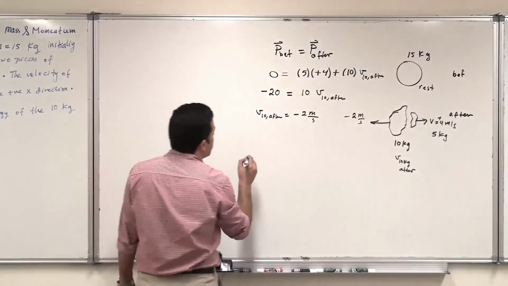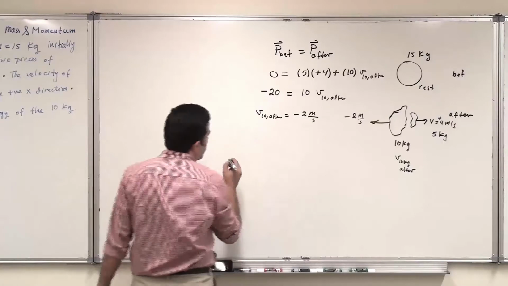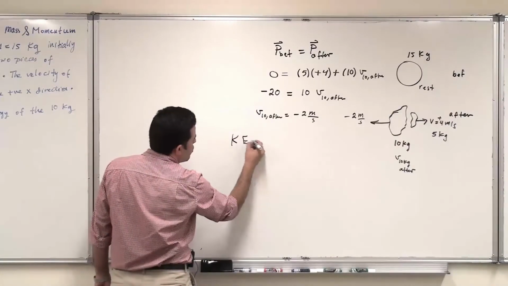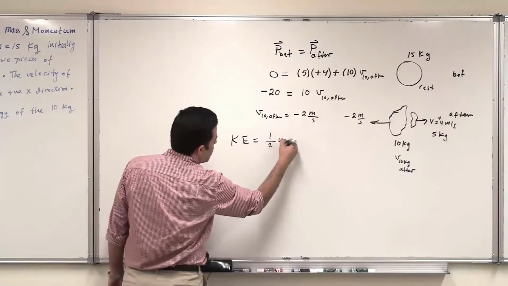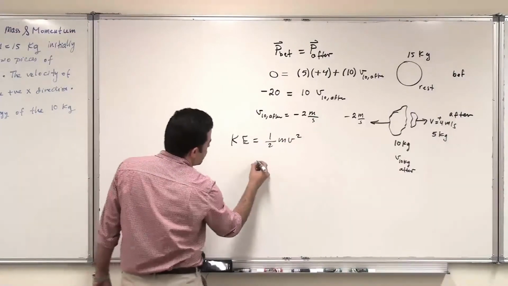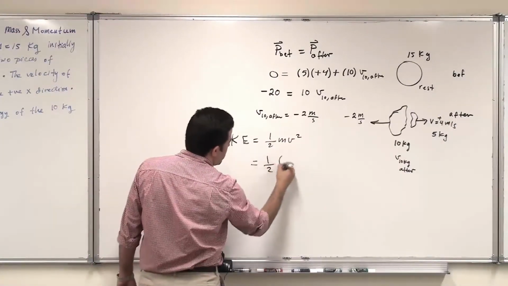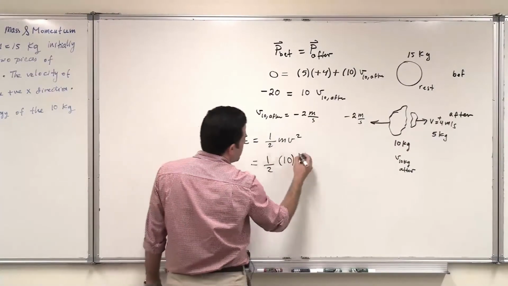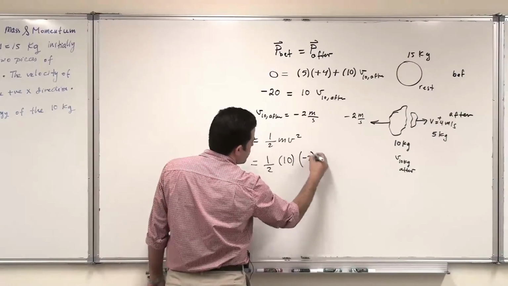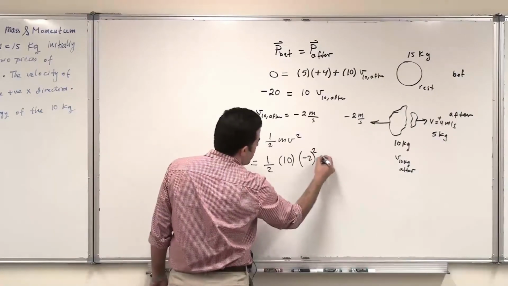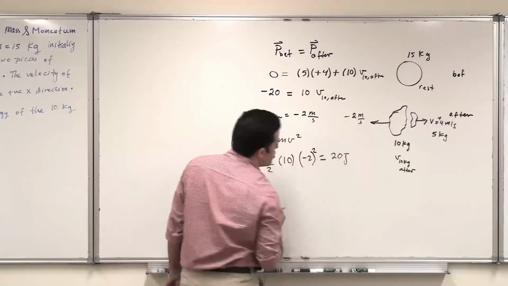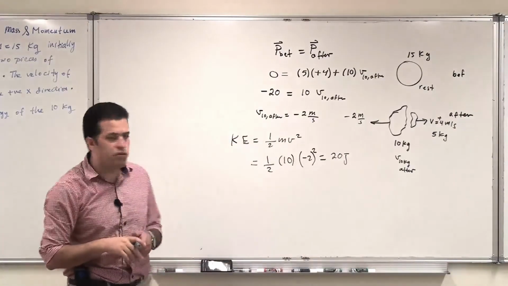Okay? So now we need to find the kinetic energy of the 10 kilogram piece. So the kinetic energy will equal half m v squared, which is half multiplied by 10, its mass, multiplied by v squared, which is minus 2 squared. And this will give 20 joules. So this is the kinetic energy of the big fragment.